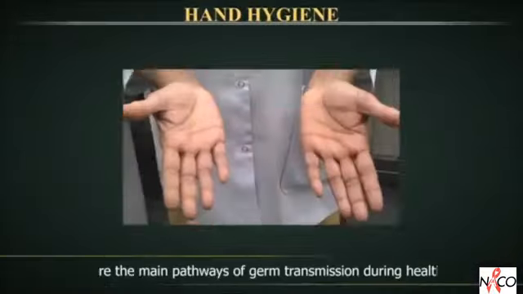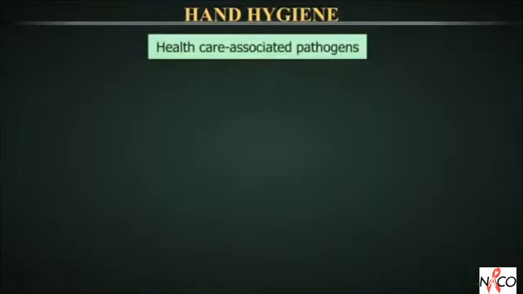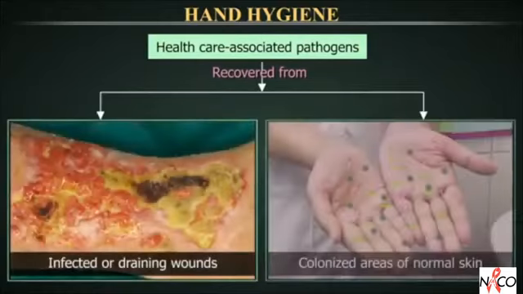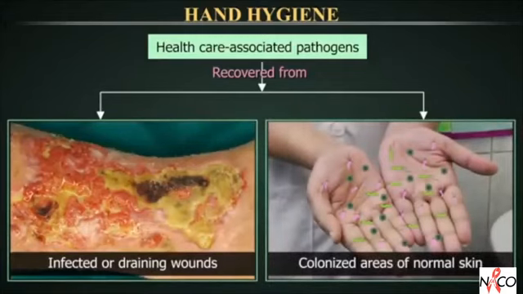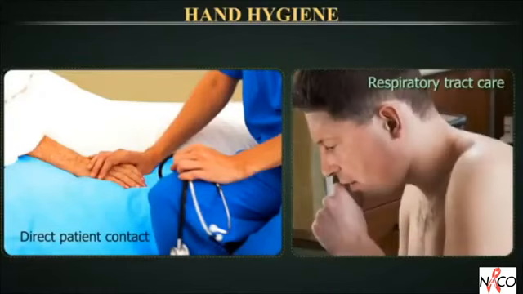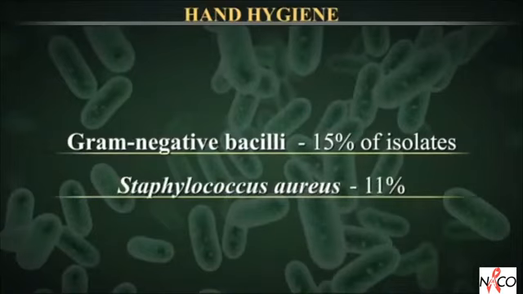Hand hygiene. Hands are the main pathways of germ transmission during healthcare. Healthcare associated pathogens can be recovered not only from infected or draining wounds, but also from frequently colonized areas of normal, intact patient skin. Direct patient contact and respiratory tract care are most likely to contaminate the fingers of caregivers. Gram negative bacilli accounted for 15% of isolates and Staphylococcus aureus for 11%.